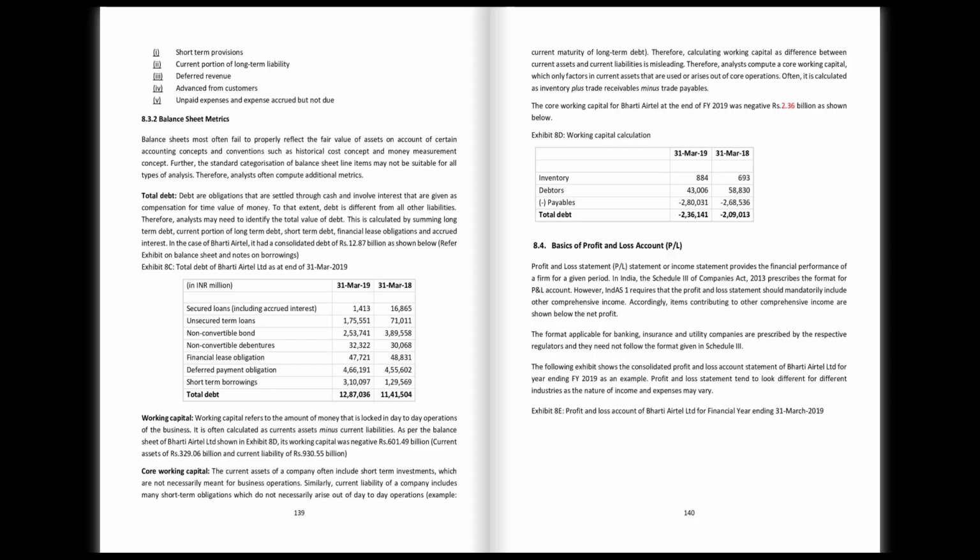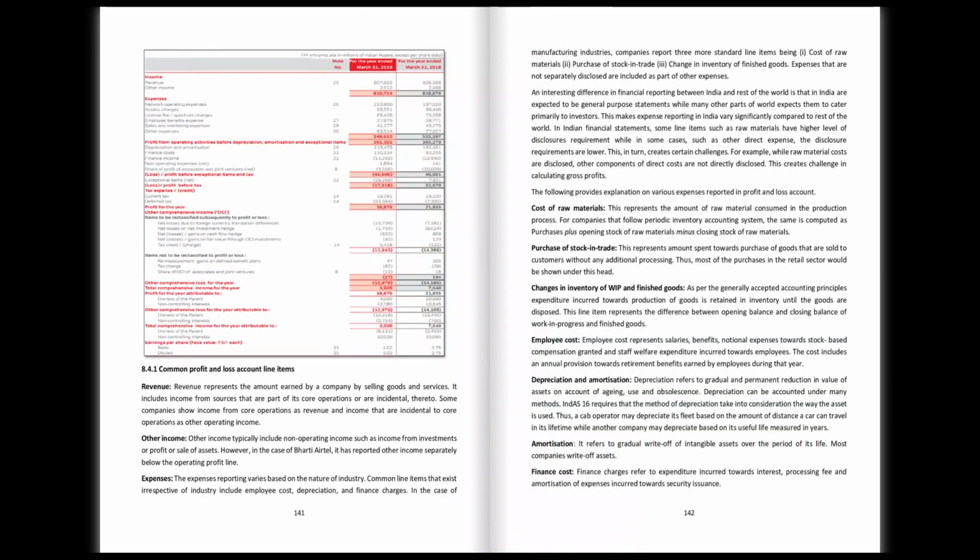The format applicable for banking, insurance, and utility companies is prescribed by the respective regulators and they need not follow the format given in Schedule 3. The following exhibit shows the consolidated profit and loss account statement of Bharti Airtel Limited for the year ending FY 2019 as an example. Profit and loss statements tend to look different for different industries as the nature of income and expenses may vary. Common profit and loss account line items.